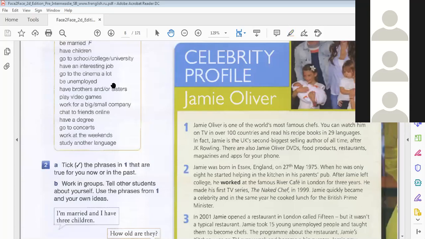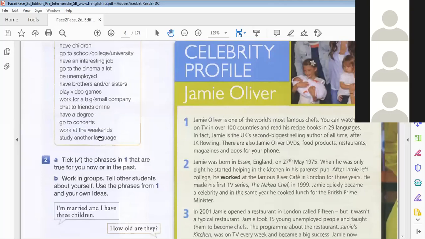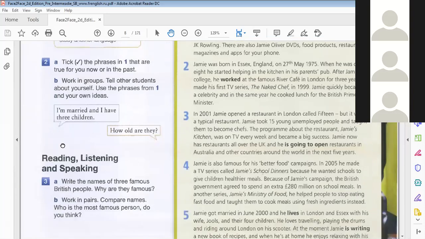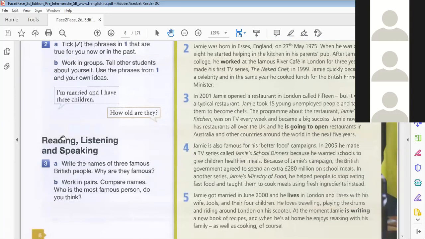So you can see here, you can talk about yourselves in many different ways. You can talk about things you did in the past, things you want to do in the future. And you can also, of course, talk about things which are true now. Okay, so now let's move on to our next topic, which is reading. We're going to do a little bit of reading here. It says, write the names of 3 famous British people. Why are they famous?